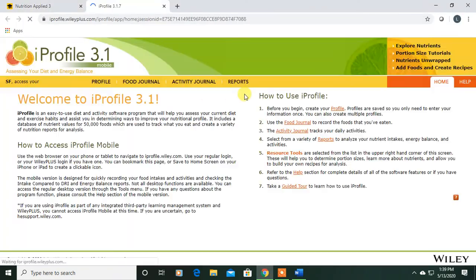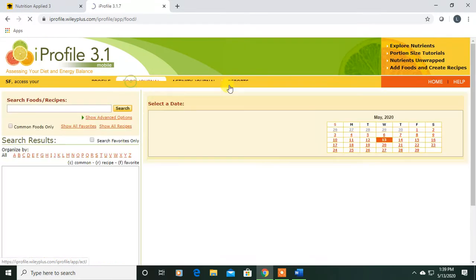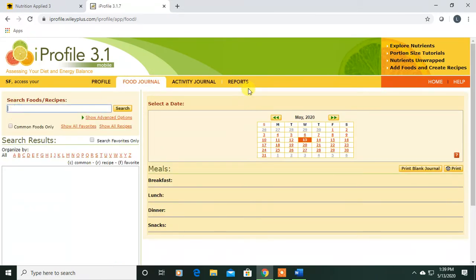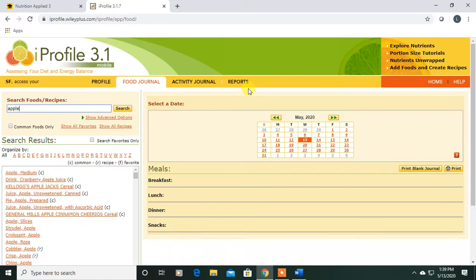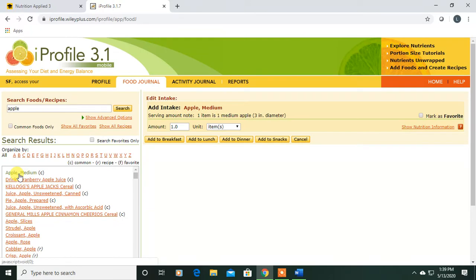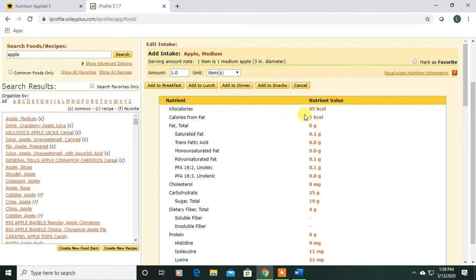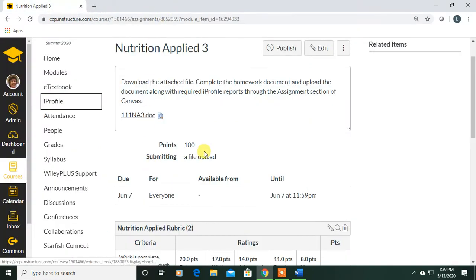If you go to the iProfile and you go into the food journal and you type in a food. So we said how many calories are in an apple. And then I pick a medium apple, okay, and I'm not worried about adding it to meals. I just want to see the nutrition information, and that shows me that is 95 calories. So you can do that for any food and then just X out.